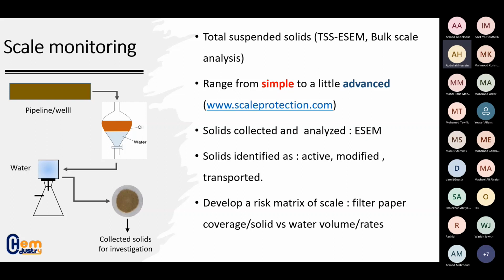You can do this in a very simple way or in a very advanced way. The simple way, you can just collect a water sample, filter it through a membrane filter, and then you will have the solids collected on the filter. You can determine the composition using something like ICP, or even wet chemistry. If you collect a significant amount of solids, you can make a relationship between the solids collected and the produced water over a specific period of time, and then you can assess the problem. This is a very simple way to do it. Or there is also an advanced way.